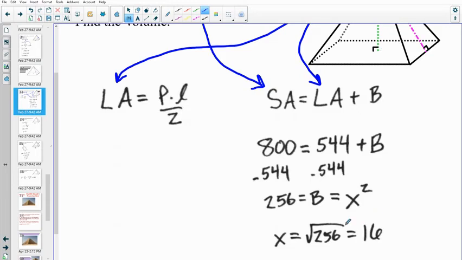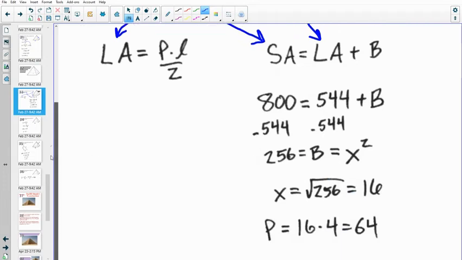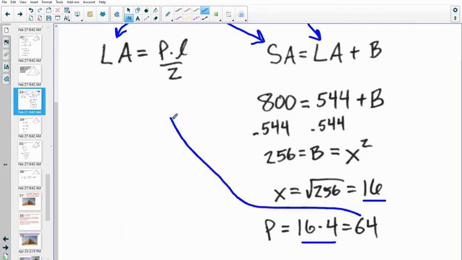Once again, take the square root of both sides. The square root of x squared is x. The square root of 256, my calculator told me, was 16. And as long as I'm at it, the perimeter of the base, if one of the sides is 16, the perimeter is 16 times 4. So that gives me something else that I can now plug into my lateral area formula. Now I know that the perimeter of the base is 64.